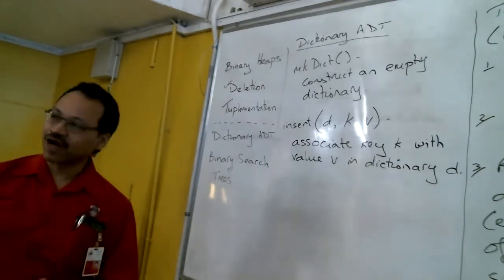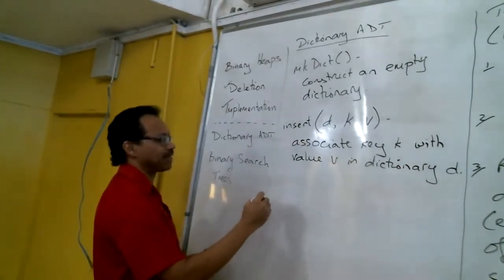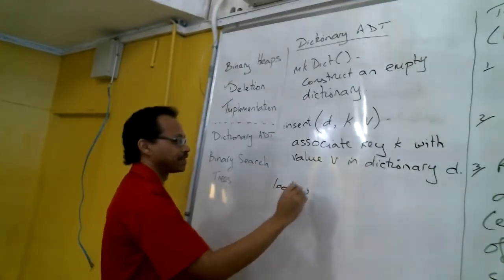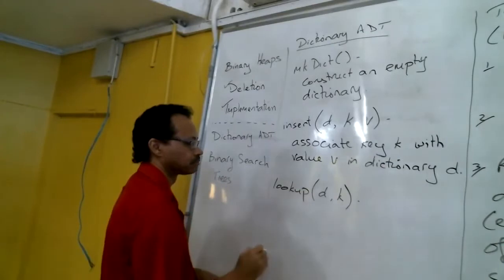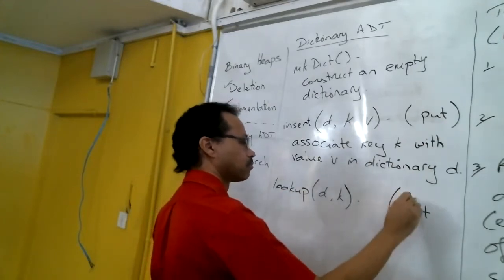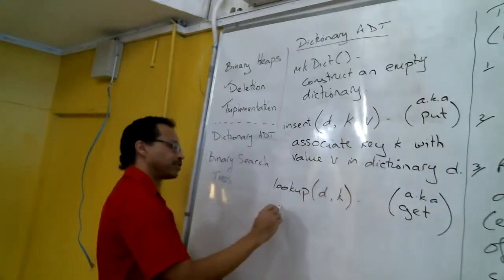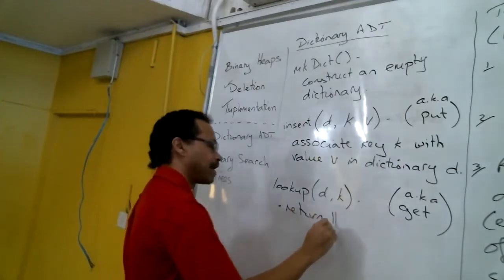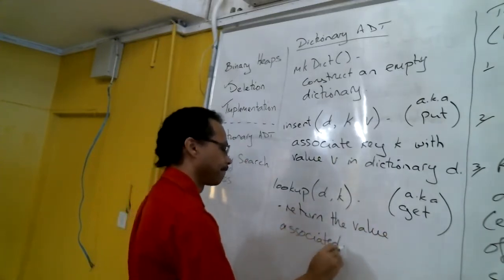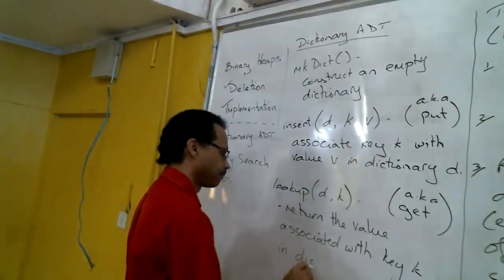And of course, it's no use if all you can do is store things and you can't look them up. So we're going to want to do a lookup, sometimes called a get. Sometimes insert is called a put, and sometimes the lookup is referred to as a get. And what we want to do is return the value associated with K in the dictionary.